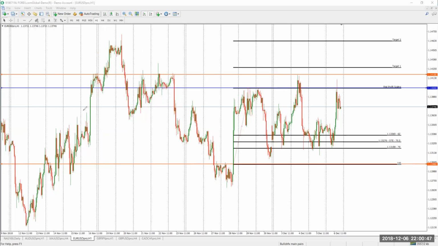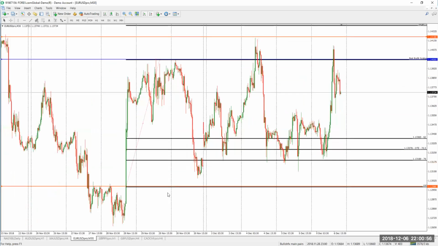Now that I've defined the resistance, which is the 1400 level, I'm going to go into, say, a 30-minute chart. You can clearly see where my fib is starting. It's starting at the 1280. Why the 1280?